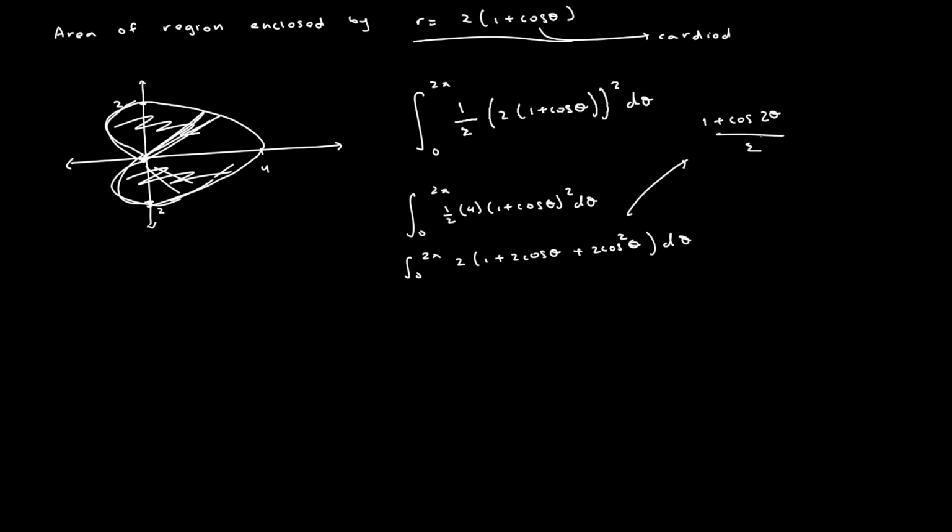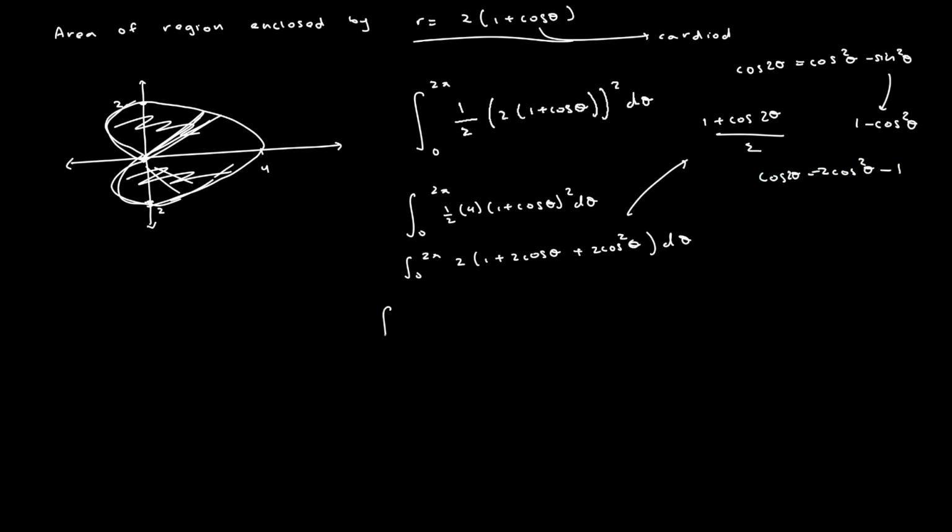And one way to see that is, we know that cosine 2 theta is equal to cosine squared theta minus sine squared theta. And then sine squared theta is just 1 minus cosine squared theta. And therefore, you'd get 2 cosine squared theta minus 1 is equal to cosine 2 theta. And then solve for cosine squared theta.